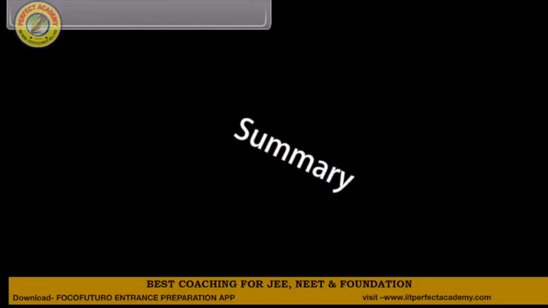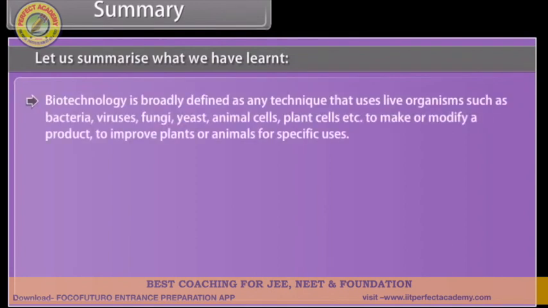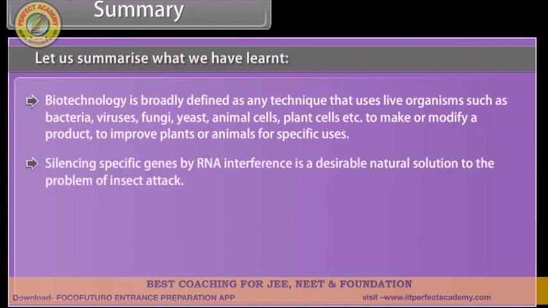Summary. Let us summarize what we have learned. Biotechnology is broadly defined as any technique that uses live organisms such as bacteria, viruses, fungi, yeast, animal cells, plant cells, etc. to make or modify a product to improve plants or animals for specific uses. Silencing specific genes by RNA interference is a desirable natural solution to the problem of insect attack.